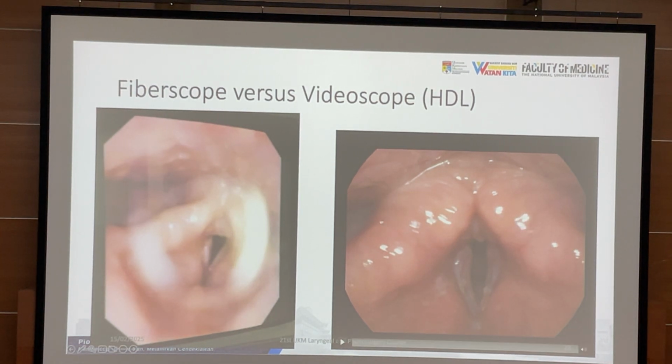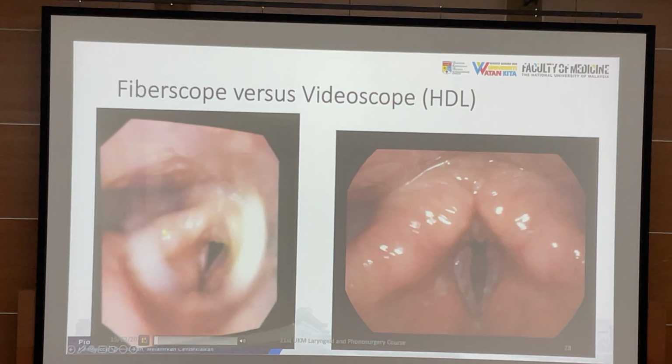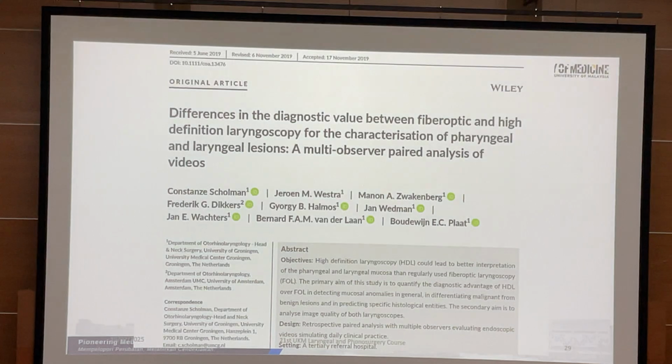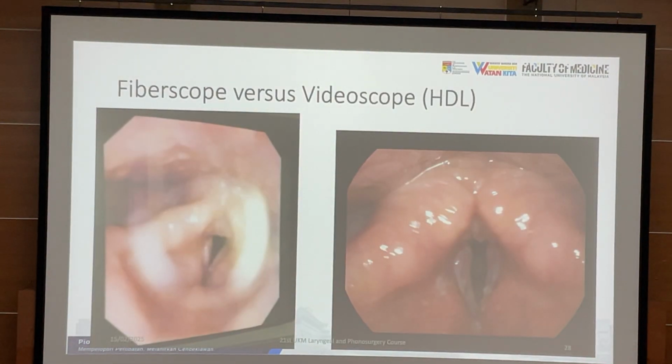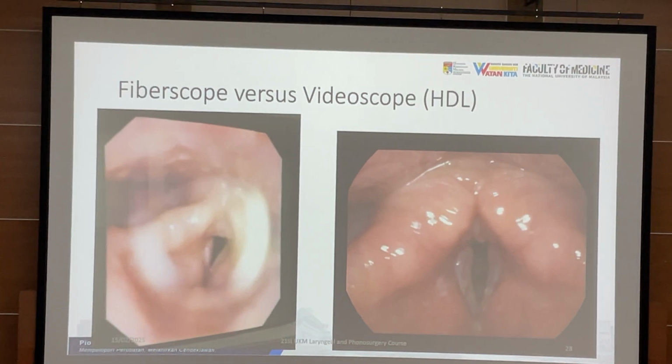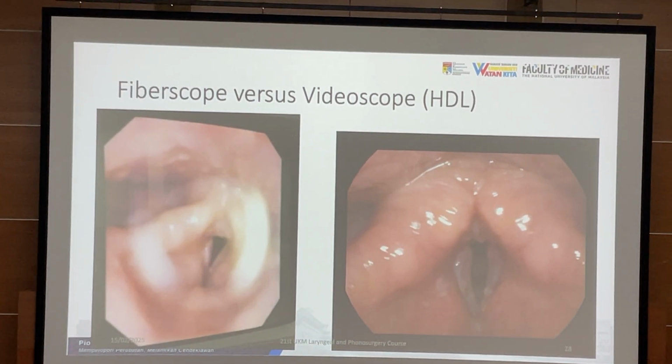The same patient on this side was examined by someone else using a fiberscope. Do you know what a fiberscope is? A fiberscope is the one where you can detach the camera head. So it contains fiber, and the camera is at the beginning. But with a video endoscope, the camera is at the tip of the scope, so the image is clearer.